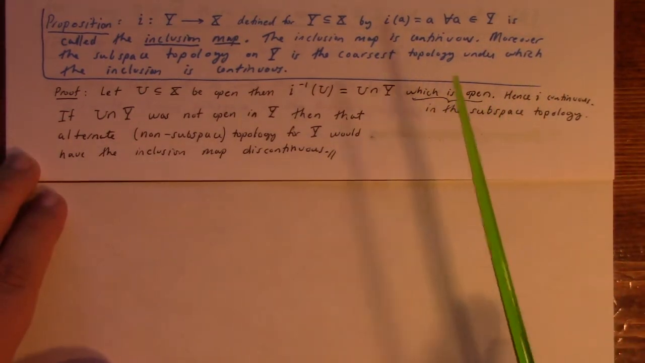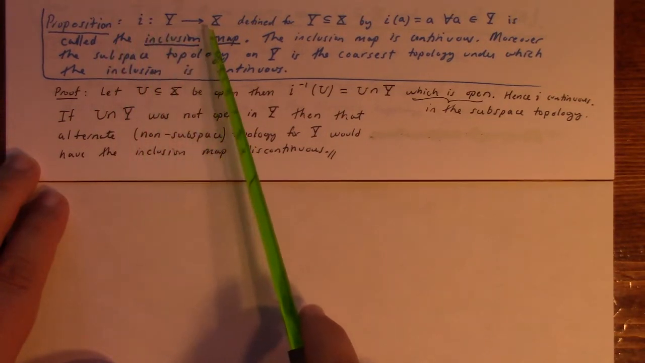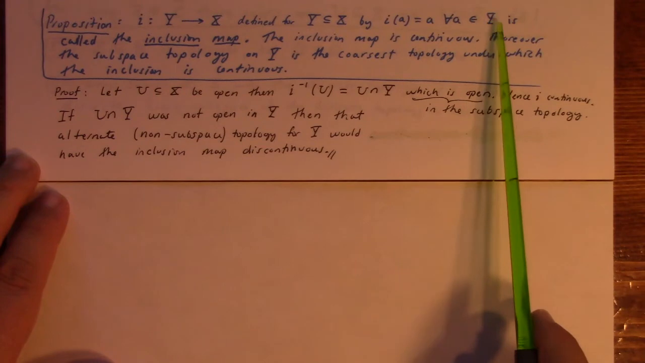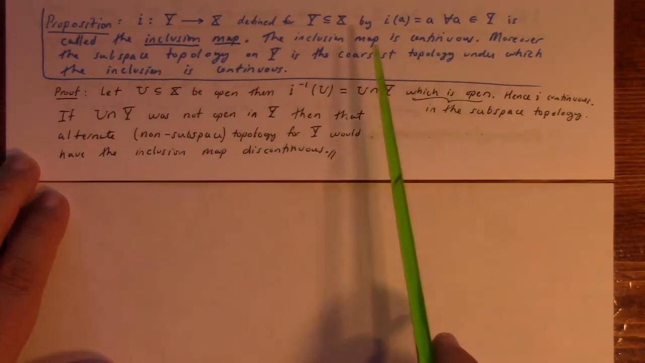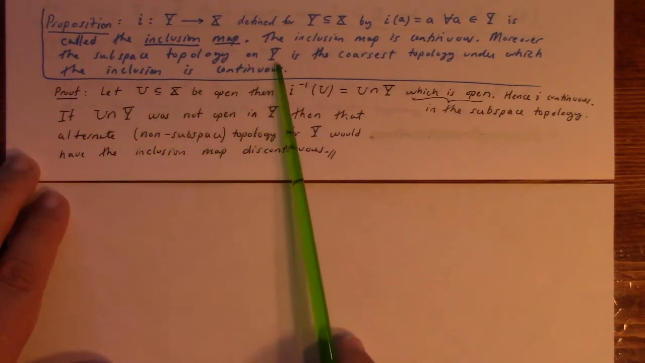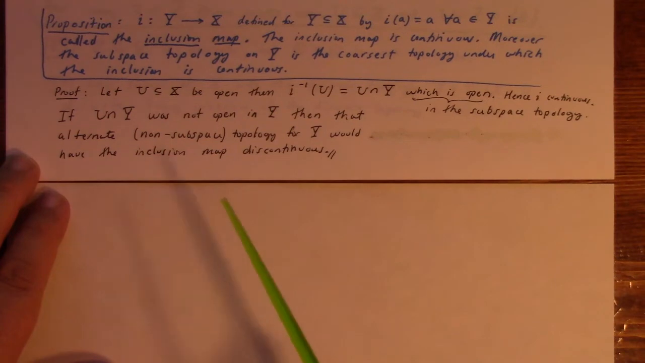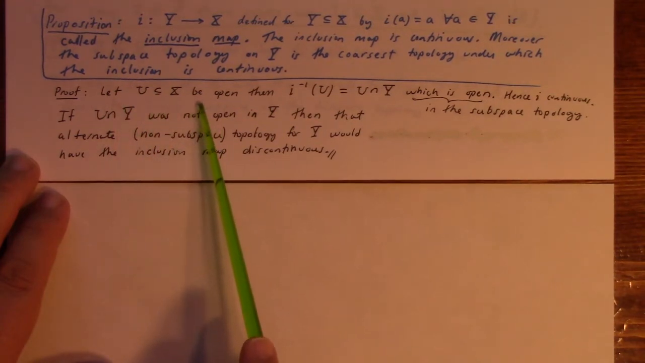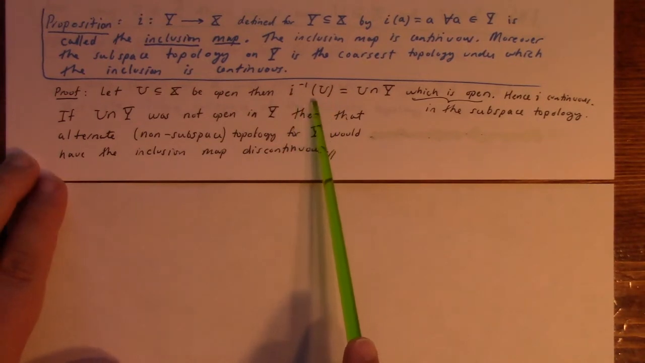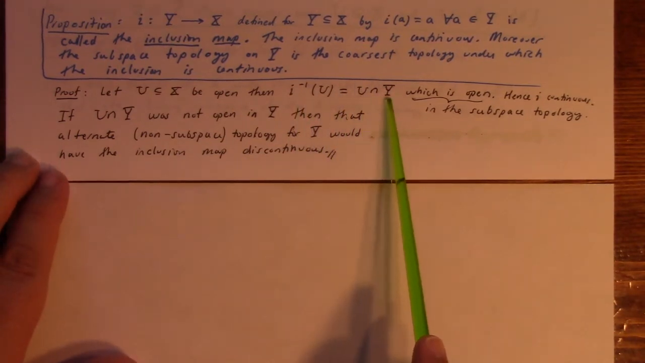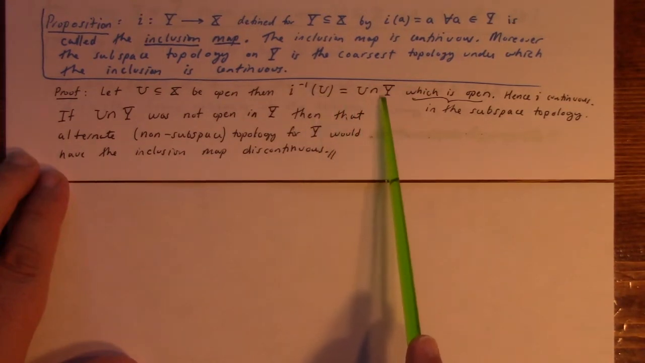Okay, so anyway, proposition: the inclusion map from Y to X defined by i(a) = a for all a in Y. Well, that's the inclusion map, okay. The inclusion map is continuous. Moreover, the subspace topology on Y is the coarsest topology under which the inclusion map is continuous. So if we take U an open subset of X, then the inverse image of U under the inclusion map is nothing more than U intersect Y. So like, that's easy enough to verify.